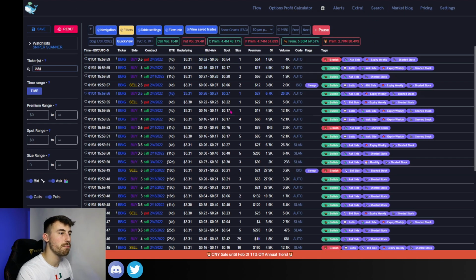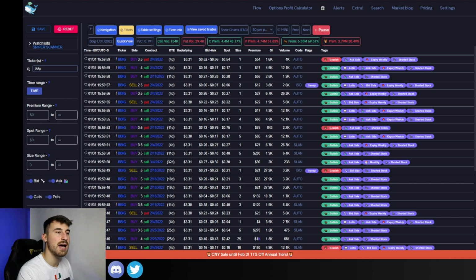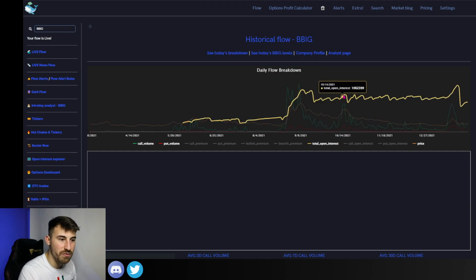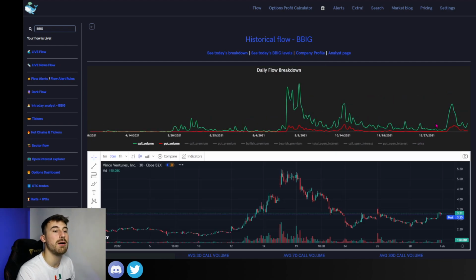If you want more information on a specific ticker that you're looking at, you hover over the ticker symbol, right click, open a new tab. It'll bring you to the historical flow. I really love this section, especially when we're dealing with gamma squeezes, because it can almost help you find a point where it's good to sell.